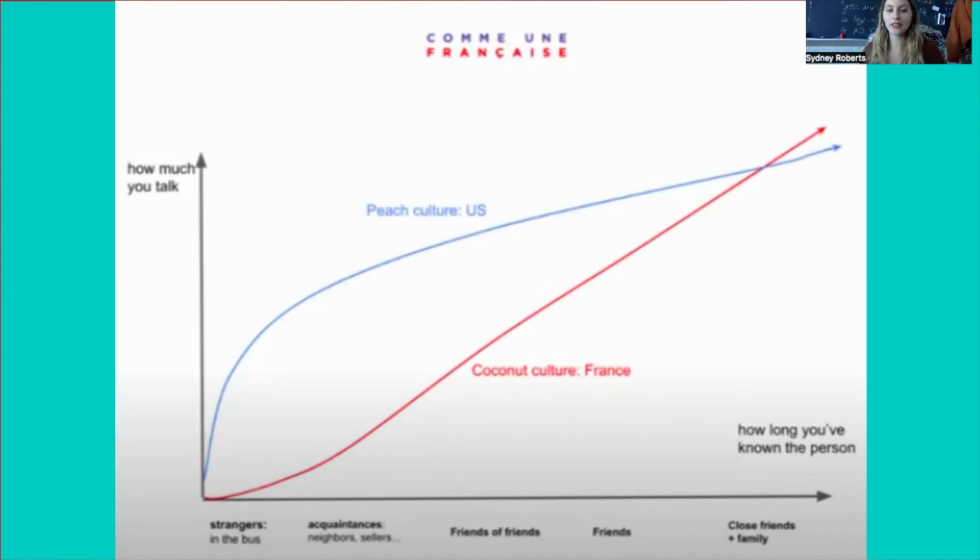And in America, we see us put a lot more effort into talking to acquaintances in the early stages of a friendship. You put a lot of effort, a lot of work in. And then once you've achieved that friendship status, we start to taper off and not put as much effort in because we're comfortable. Whereas it's pretty much the opposite in France. There's not a lot of effort to make new friends and to meet strangers on the bus and acquaintances. But once you're at that friend level, the amount that you talk and the effort that you put in quickly increases.